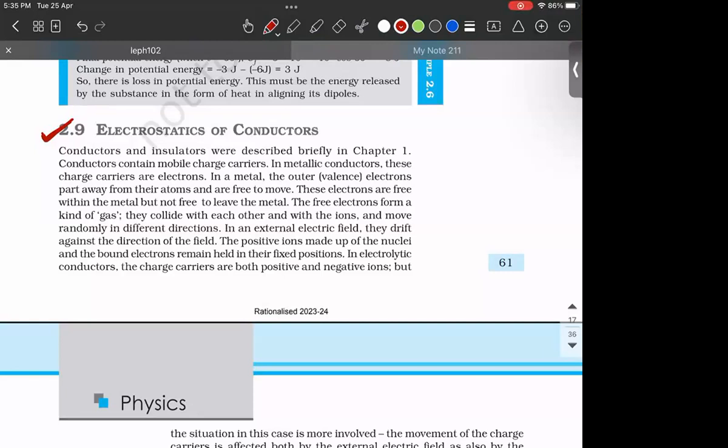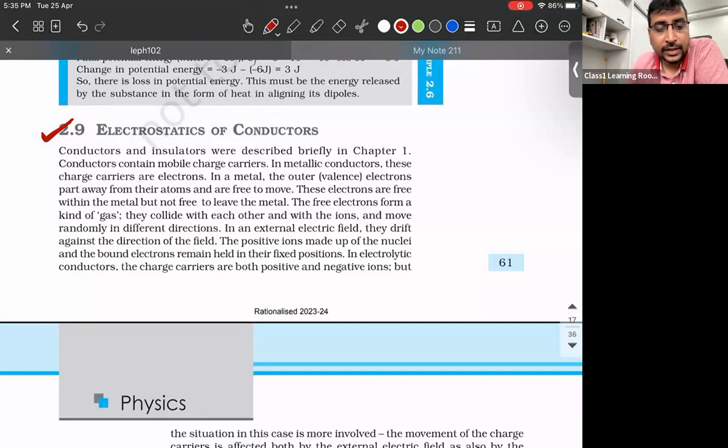The electrostatic field is normal to the surface of the conductor. Perfect, that's right. Electrostatic field is always normal to the surface of the conductor. What is the third point? You give any amount of excess charge, all the excess charge will go and sit on the surface of the conductor.